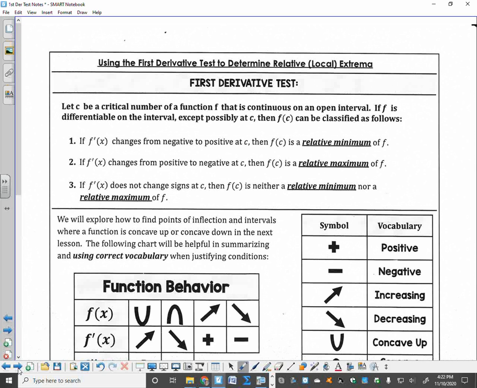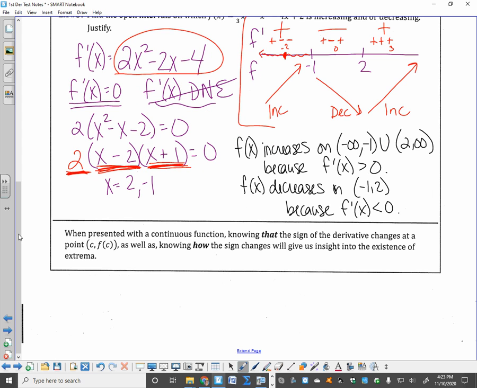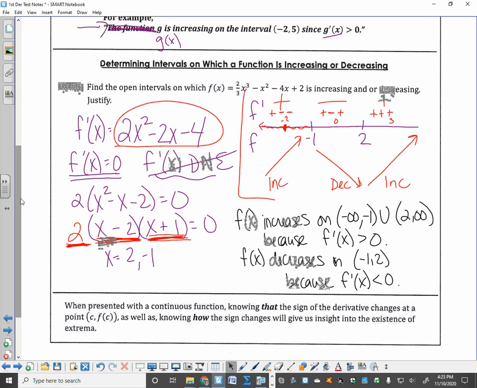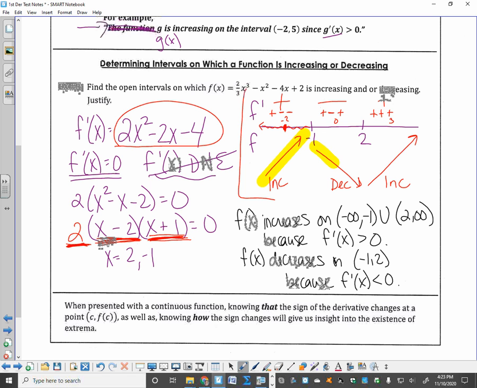Okay, pause and come back here. Hold on. Look at this red stuff over here on my sign chart. It increases and then it decreases. So tell me about f at -1. It has a max. I don't know what the max is, but I know at -1 it has a max. If I wanted to know what that max was, I would plug a -1 into the mother function and I would get its y value.